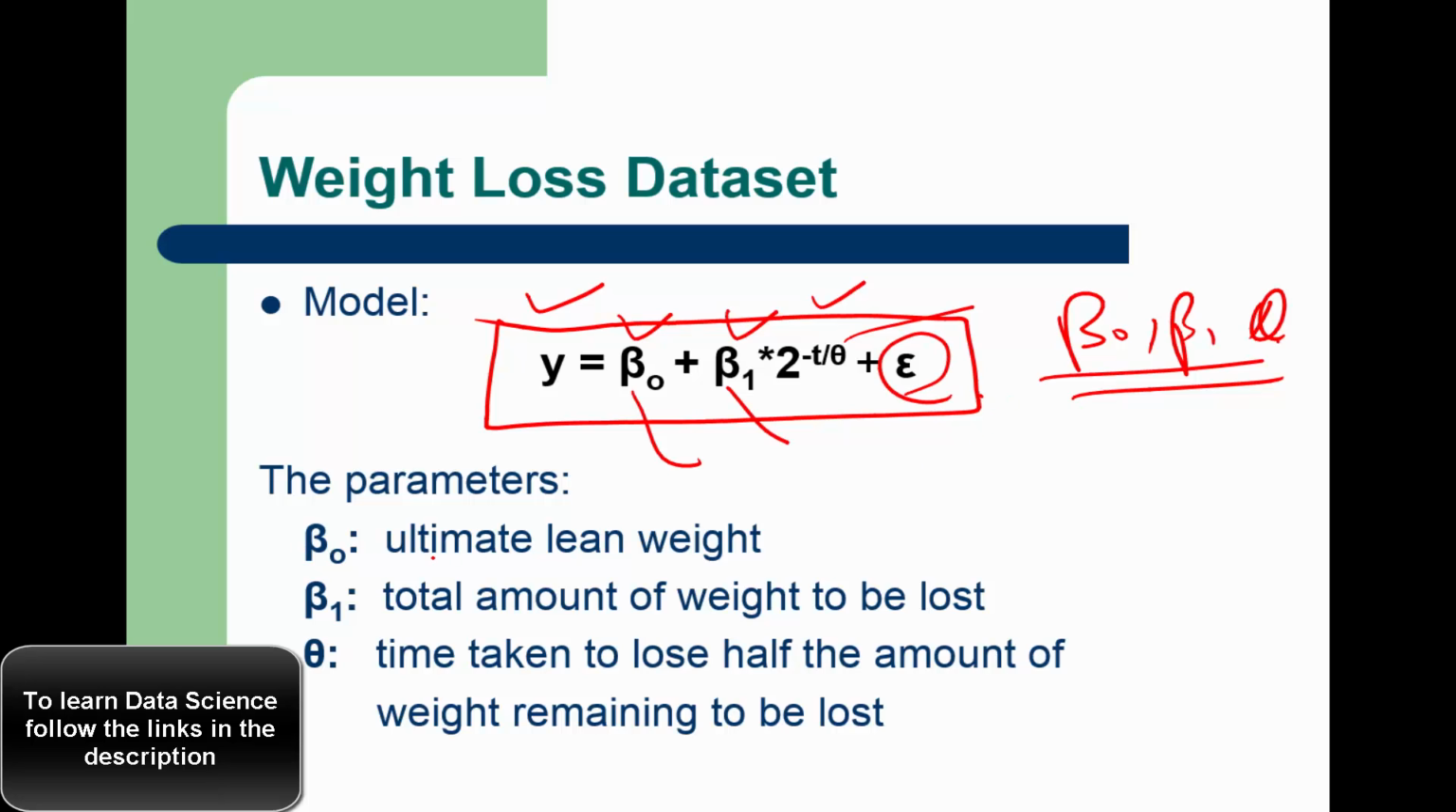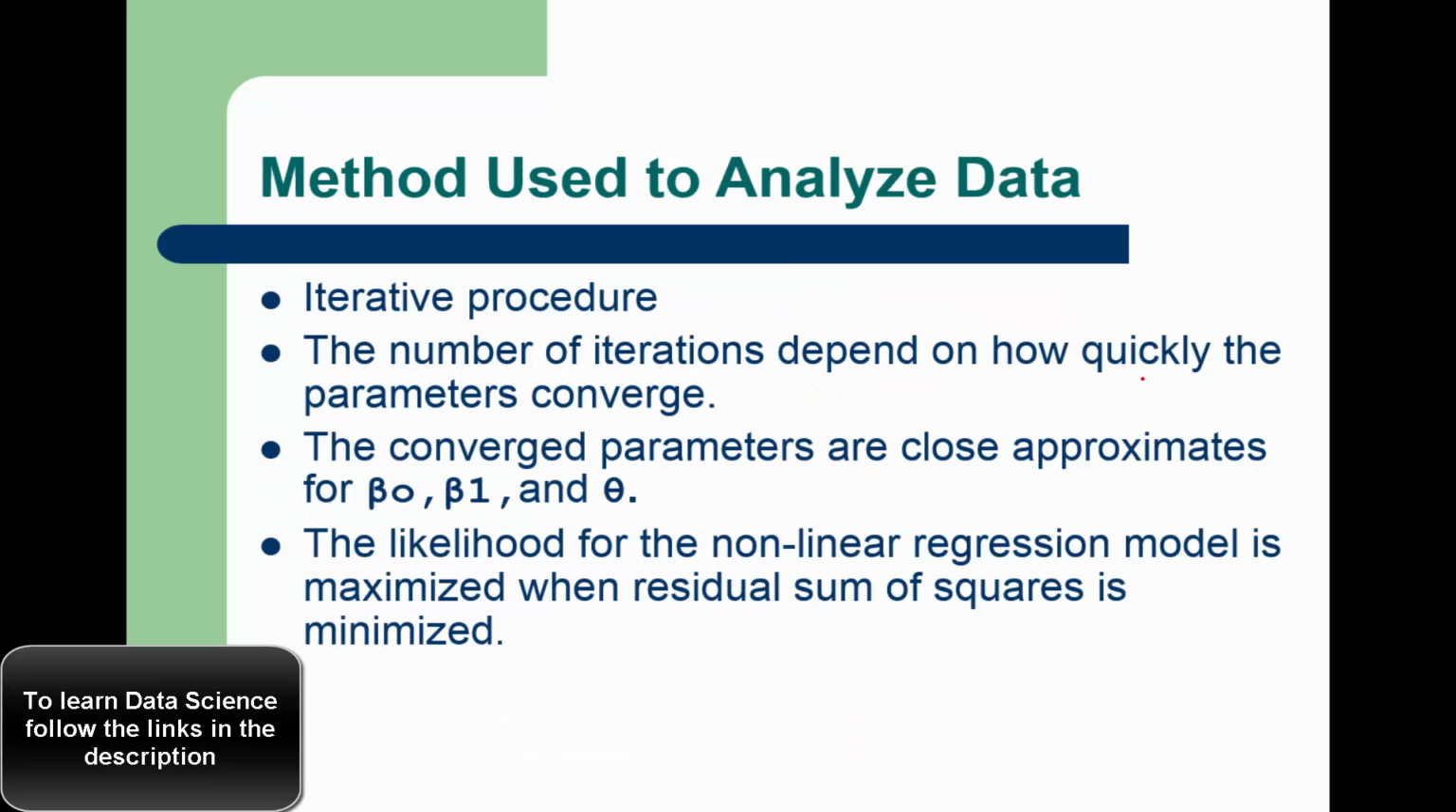So I've got the ultimate lean weight, which is the intercept, and then the total amount of weight to be lost with time, and then the time taken to lose half the amount of weight remaining to be lost. That's given through this exponential term. So that's basically the explanation for each one of these parameters. Now all you need to do is use the data we have to find out these three parameters, beta naught, beta 1, and theta.